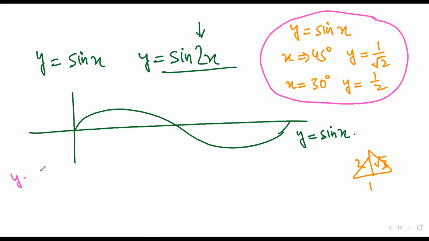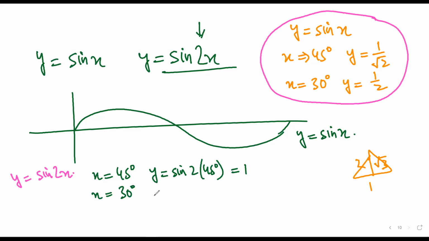Now, for y is equal to sin 2x, let us see what happens. X is equal to 45 degree, y is equal to sin of twice of 45 degree, which is equal to 1. When x is equal to 30 degree, y is equal to sin of twice of 30 degree, which is equal to sin of 60 degree, which is equal to root 3 by 2. Do you agree to this?